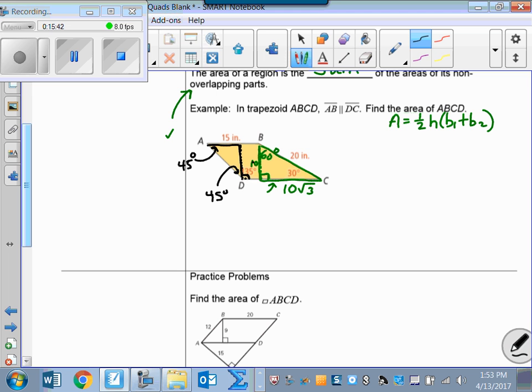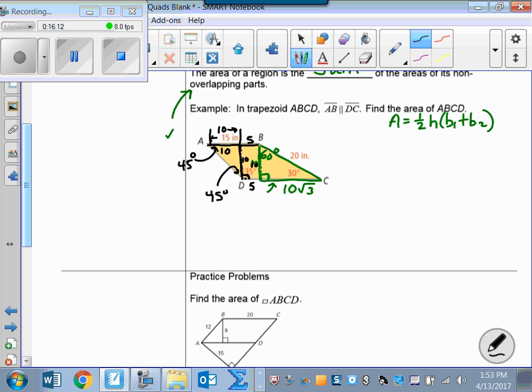If this is 10 right here, see, I'm writing it in green, that means this is 10. And since this is a 45, 45, 90, that means this is 10, which means this little piece right here has to be 5. Right? Because if this part here is 10 and the whole thing is 15, then I've got 5 left over. So I've got 5 down here. Okay, so now I think I can find the areas of all these little parts.